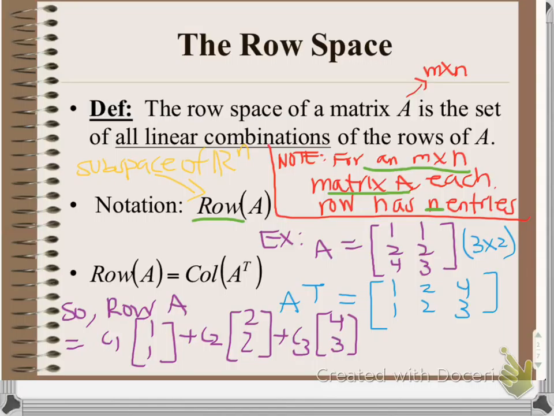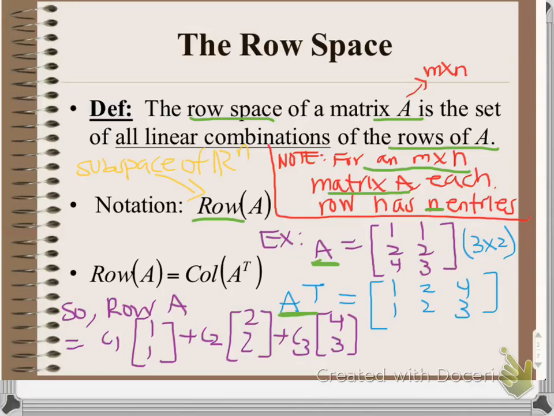So if A is this 3 by 2 matrix, then we can take the transpose, right? Again, the row space of a matrix A is the set of all linear combinations of the rows of A. So if we take A and transpose it, then those rows now become columns, and it's another way to look at it, and it's what we're used to.